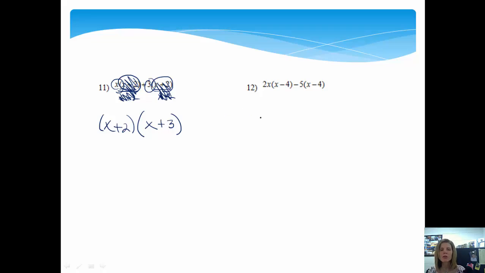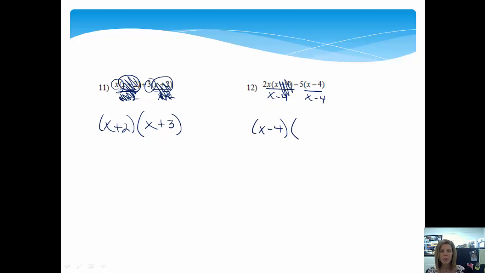All right, I am going to let you try number 12. Go ahead and pause the video and come back and see how you did. Right, you'll notice in this one, again, they both have an x minus 4 in parentheses. Both terms do. So we are going to factor out the x minus 4, and then start parentheses just like we usually do for the GCF. I'm going to then write the x minus 4 underneath both parts.